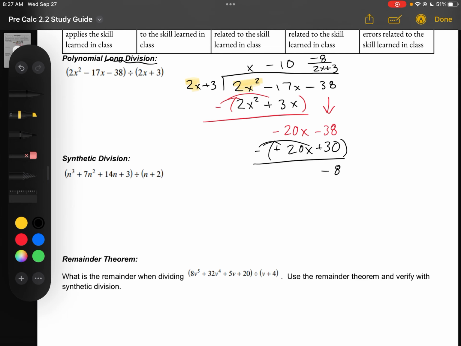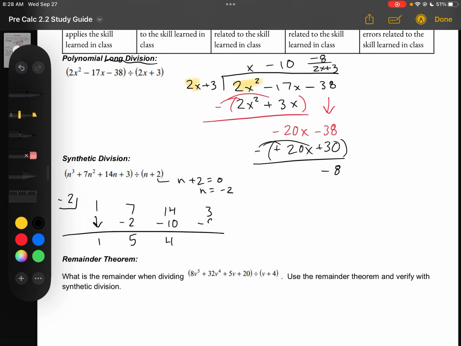For our second equation here, we do want to set this equal to 0. We'll get n equals negative 2. So now we can use that in our box for synthetic division. We'll have 1, 7, 14, and 3. Drop our first number down, multiply by negative 2, and repeat, and we'll get that as our remainder.